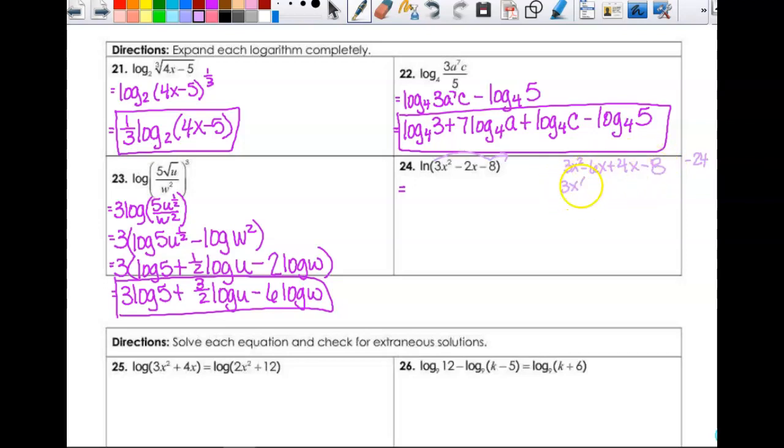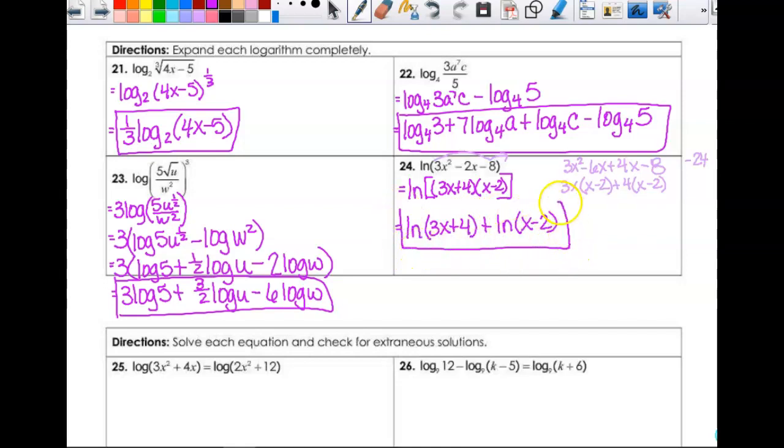I can factor out 3x. That leaves me with x minus 2. And then I can factor out 4. And that leaves me with x minus 2. So when it all gets finally factored, that would give me the natural log of 3x plus 4 times x minus 2. So now that I have that factored, I have multiplication here, so I can split it into 2 logs, and I get the natural log of 3x plus 4 plus the natural log of x minus 2. And then that is my final answer.